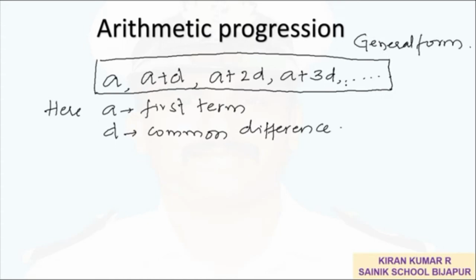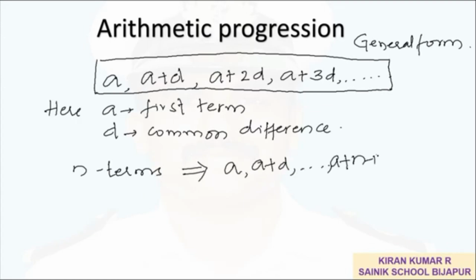Here, the sequence is continued. It is an infinite sequence. Suppose if n terms are there, then the sequence would become a, a plus d, and so on till a plus n minus 1 times d. This is called the nth term.